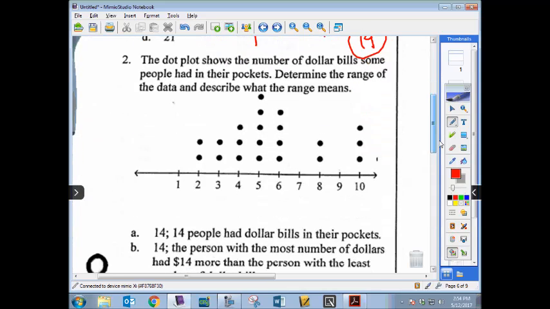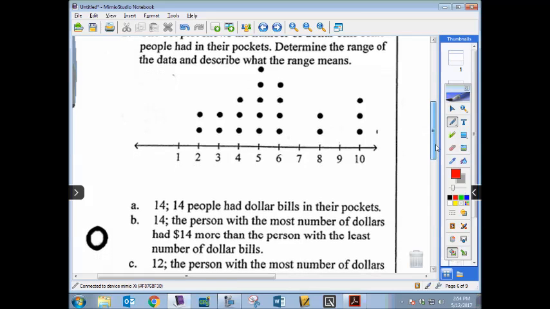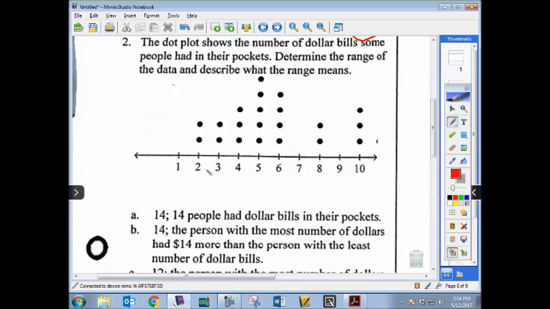Okay, let's go to number 2. The dot plot shows the number of dollar bills some people had in their pockets. Determine the range of the data and describe what the range means. Now, you got to understand that they went to random people and they said, how many bills do you have? Or I guess it says number of dollar bills. So how many dollar bills do you have?